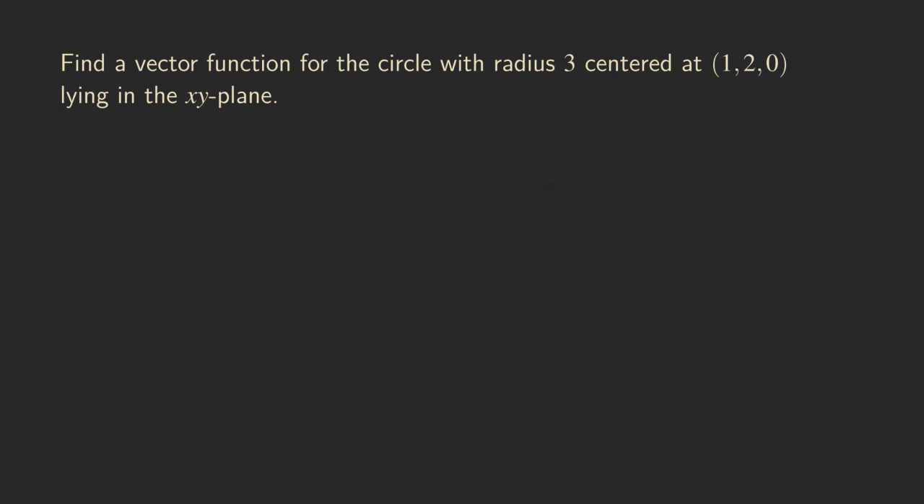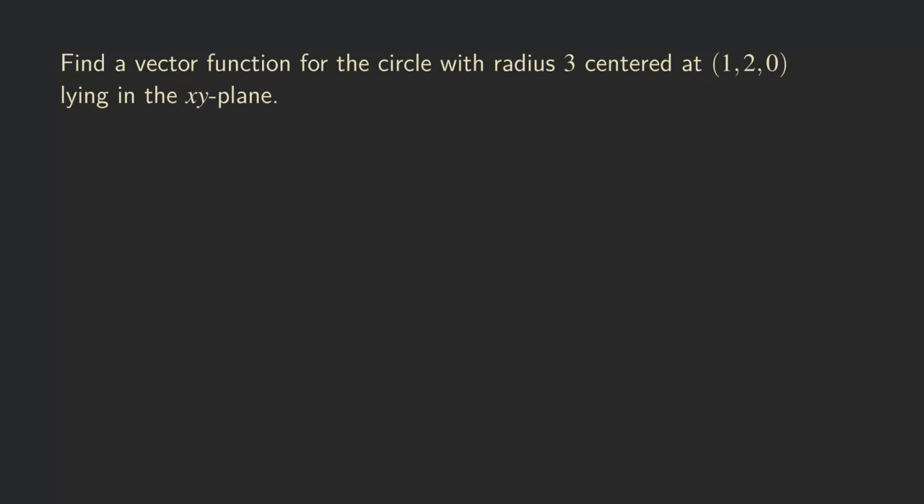Today I want to talk about finding a vector function for the circle with a given radius and also with a center at a point. You can see that the radius is 3 and the center of the circle is (1, 2, 0). And the circle is supposed to be lying in the xy plane. In this case, because it's lying in the xy plane, the circle is actually a plane curve, right?